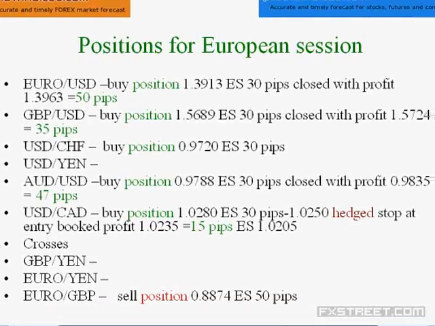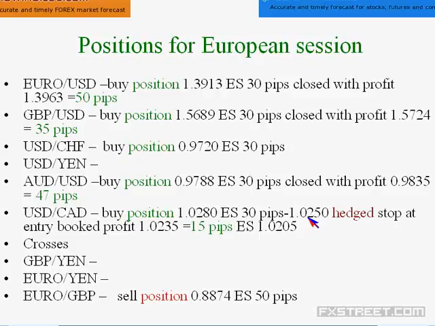Then in the case of Australian dollar, I kept a limit order at 97.80 that got filled and then subsequently did not go further down, and at 98.35 I was able to book a profit of 47 pips. Then in the case of Canadian dollar, 1.0280, because it was above the initial high, I decided to take a technical trade of buy above the initial high at 1.0280, and still I kept the hedging order to limit the risk, and it came down.